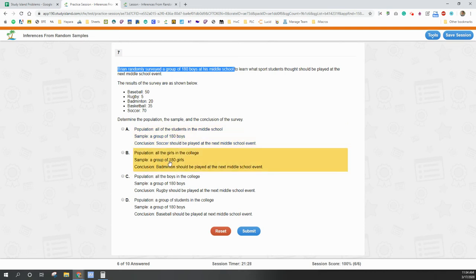B says a group of 180 girls. That's certainly not it. C is a group of 180 boys. And D is a group of 180 boys. So none of them specify that they're at his middle school. But they do specify the 180 boys. B is not going to be the correct option here because it says girls. So we can eliminate B from our choices.